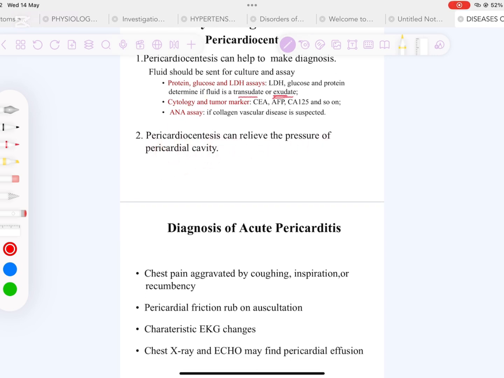Pericardiocentesis can relieve the pressure too. Like we said, they put in a needle and bring out that fluid to check it and send it for cytology, culture and assay. Even removing that fluid can relieve the pressure, especially if there's congestion.